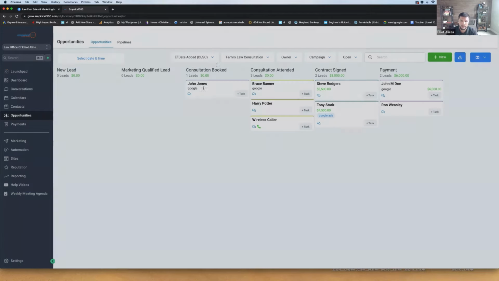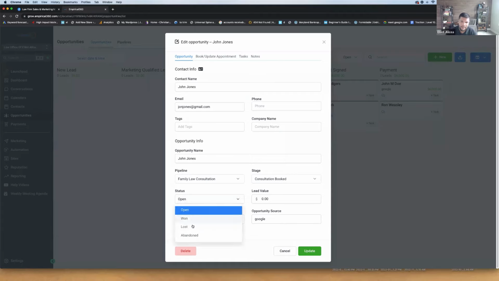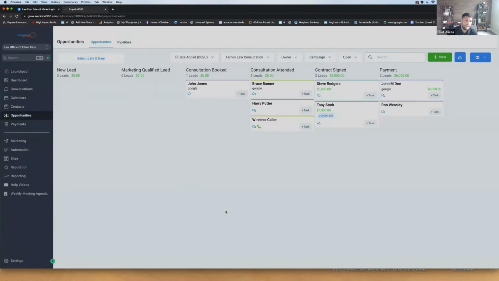So I'll just show you what that looks like. Let's just say John Jones attended my consult and I didn't like John Jones because I don't want to work with him. I mark him as lost. And now he's out of my pipeline. No more mental capital on John Jones. And now I can focus on my leads that I want to move over to my sold stage. All right, so that's the process for managing the pipeline.